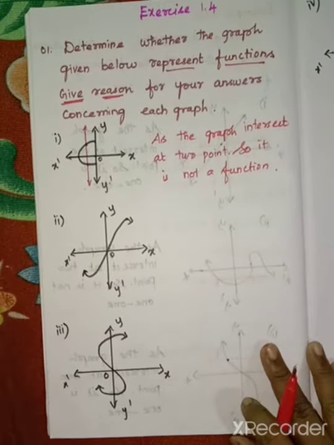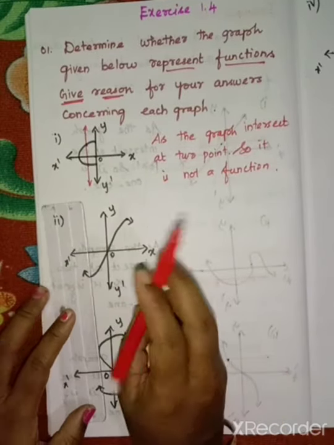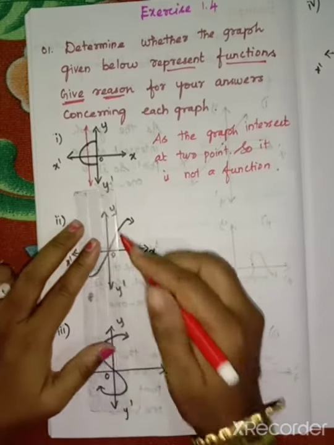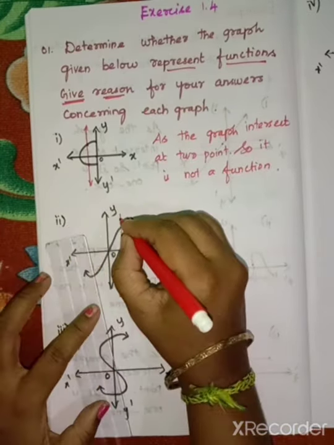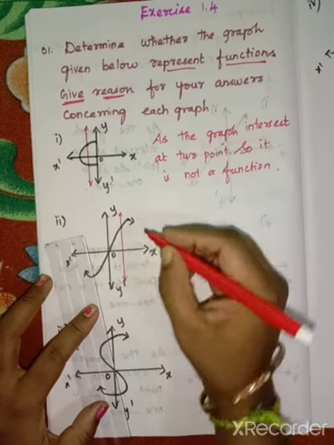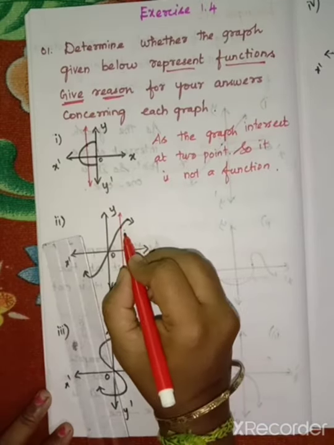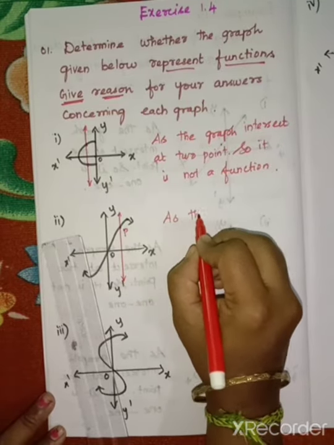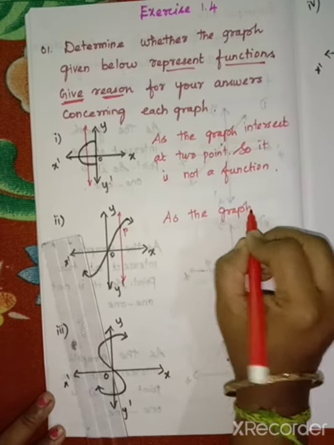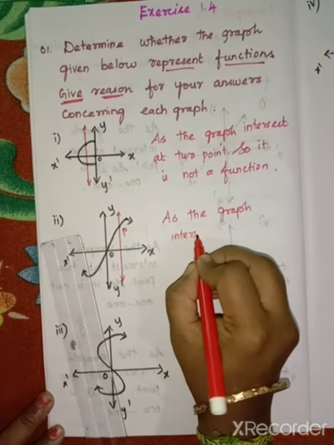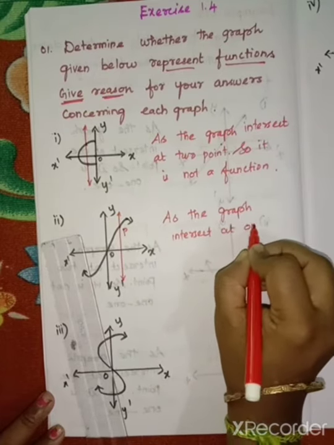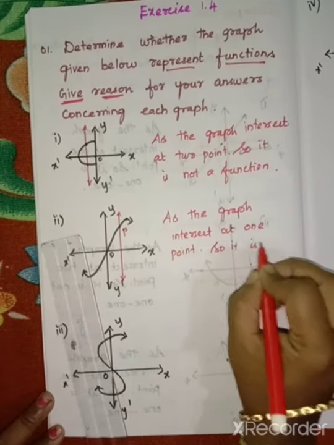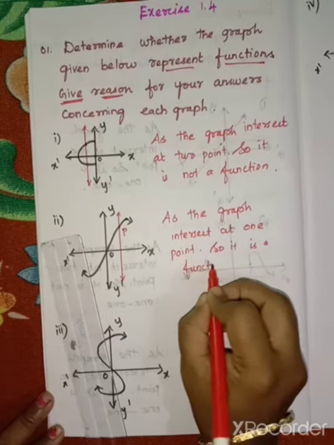Likewise, the second one. Here you have to draw the vertical line on this side or that side, whichever you choose. Here I have drawn it on this side. The curve meets at only one point. So you can write: as the graph intersects at one point, it is a function.